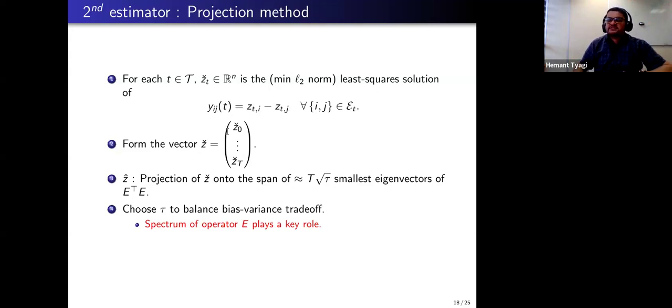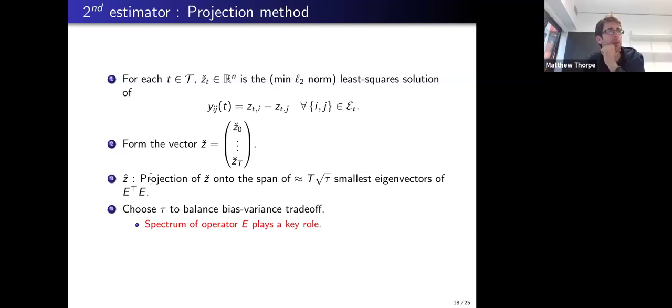And now you enforce the smoothness by projecting Z check onto the span of the smallest eigenvectors of your smoothness operator E transpose E. And it turns out that you should project onto the smallest T times square root tau eigenvectors of this operator E transpose E, right?